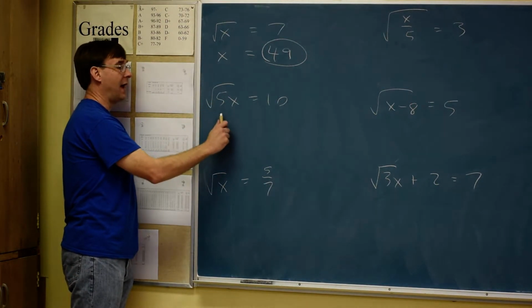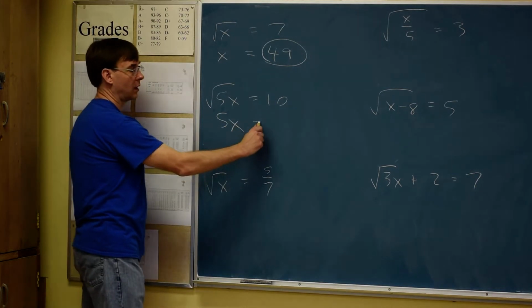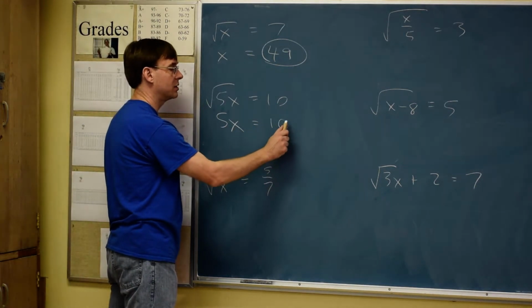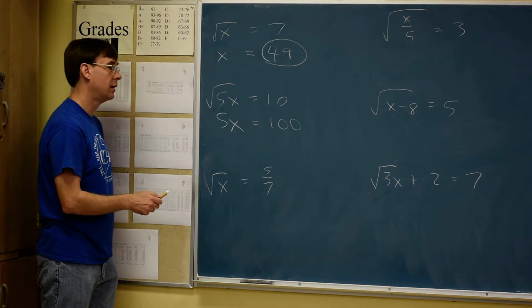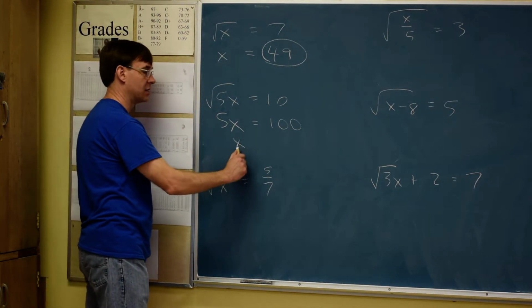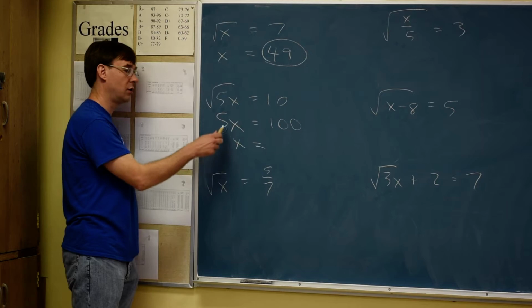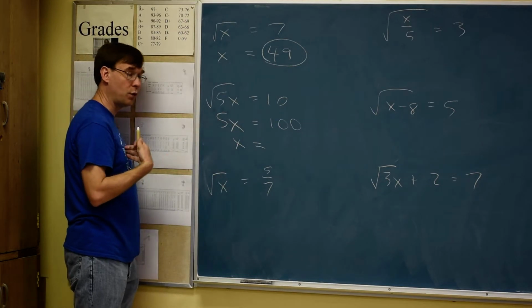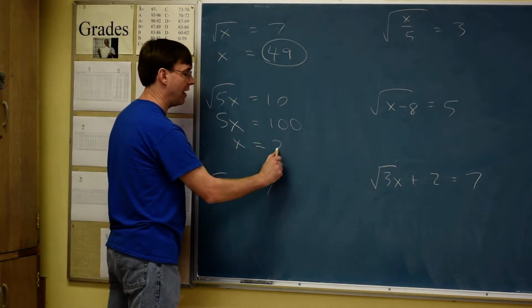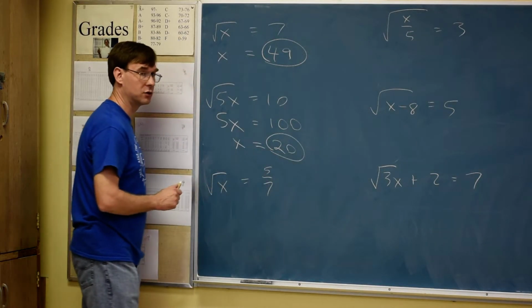This, if we square the left, we get rid of the root. If you square the right, 10 times 10 is 100. That one's not done because x isn't alone. We have another opposite to do. Since it's multiplying 5, we divide 5. Divide 5 into 100, and that is 20.